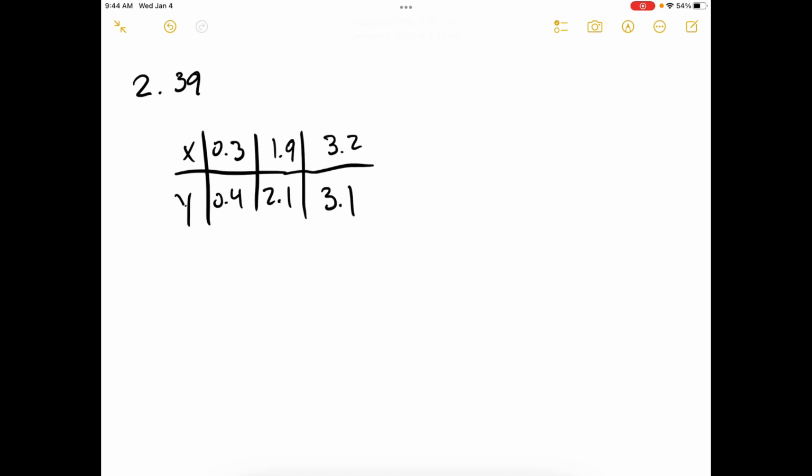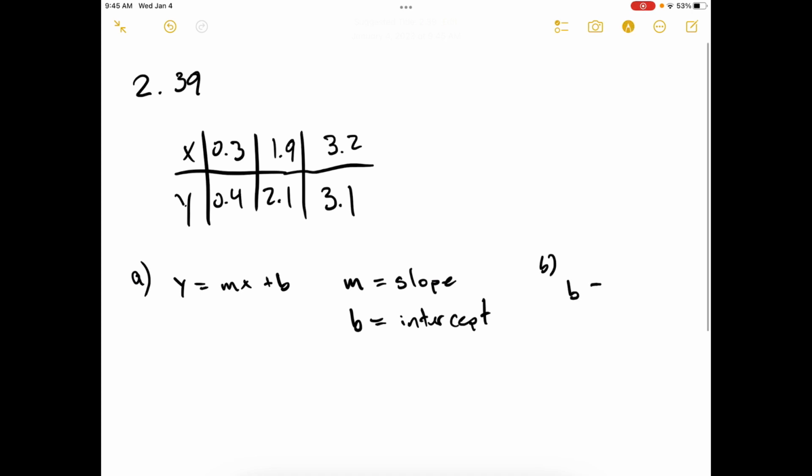Well, first, part A is to fit a line to these points that does not go through the origin. So it's going to look like this: y equals mx plus b, where m is the slope and b is the intercept. In part B, b equals 0. But right now, we're just going to have b equals some non-zero number.